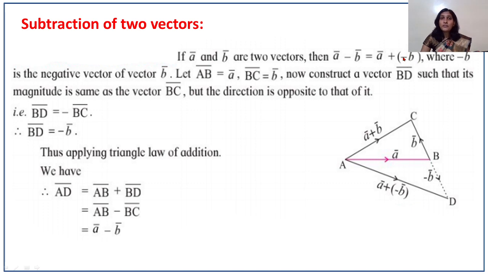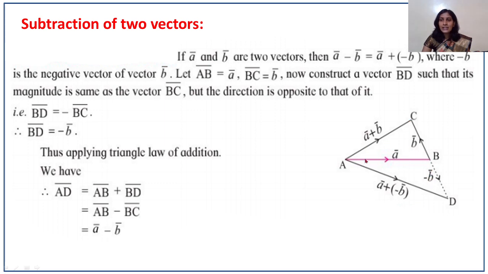In types of a vector, we studied that. What is negative of a vector? It has the same magnitude but different direction. So what is minus of B bar? It is negative vector of B bar. So look at this diagram. If AB bar is equal to A bar, BC bar is equal to B bar, then its opposite vector, this is BD bar, its opposite vector, equal magnitude but different direction, which is minus of B bar.